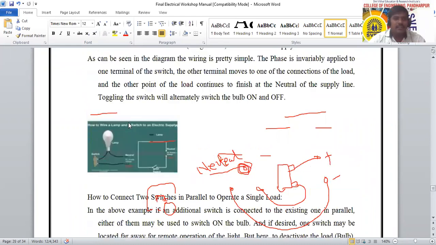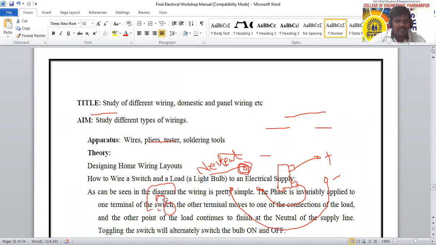So this is the simple type of wiring. This one is the home wiring, or we can call it a domestic type of wiring. Similarly, in simple wiring, I have told that for controlling one single load, a single switch can be connected.